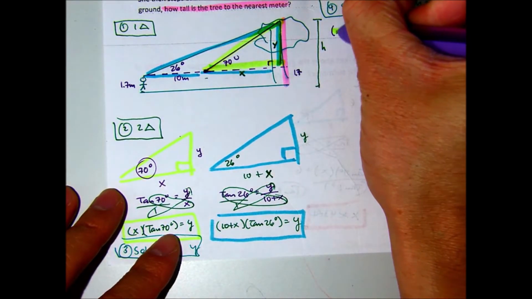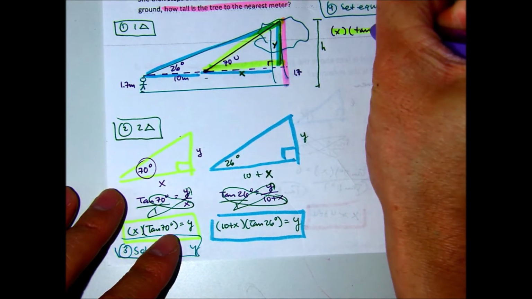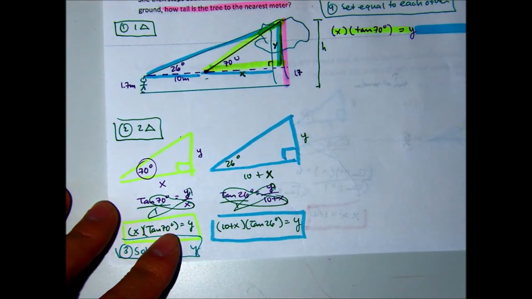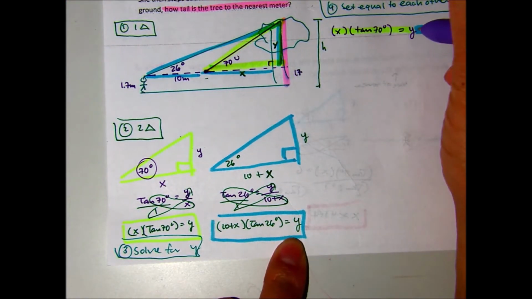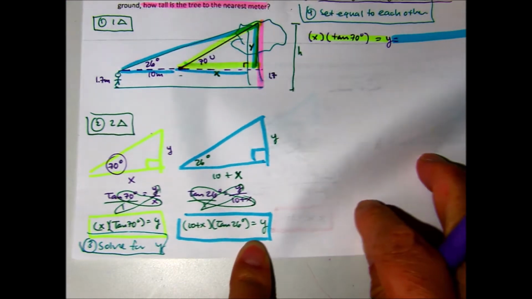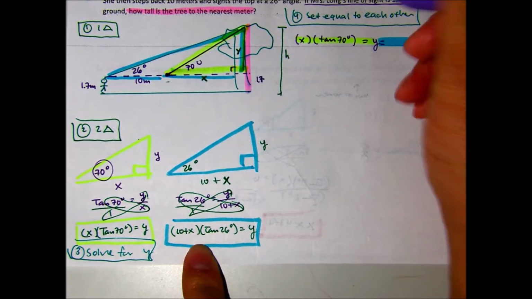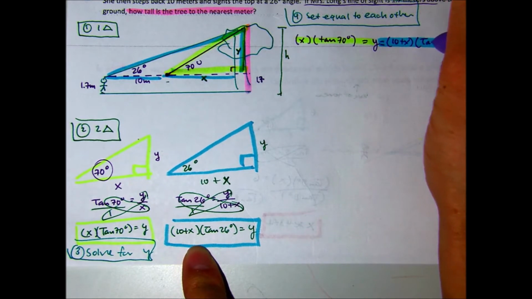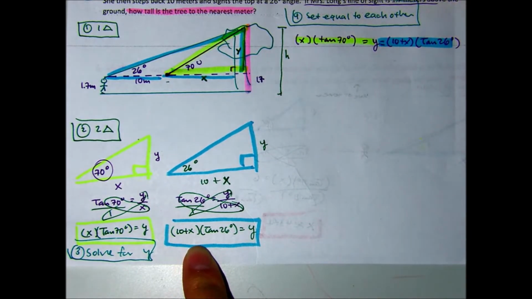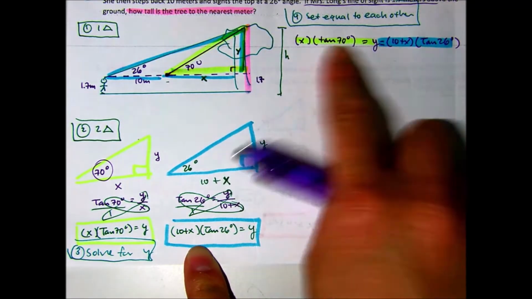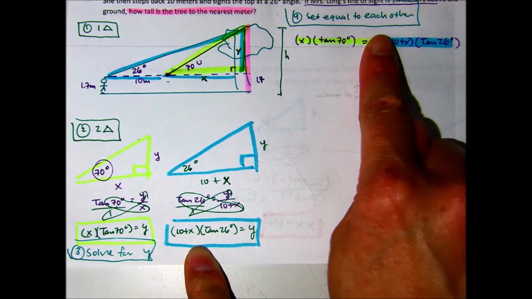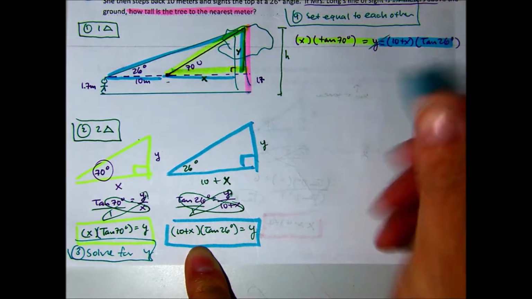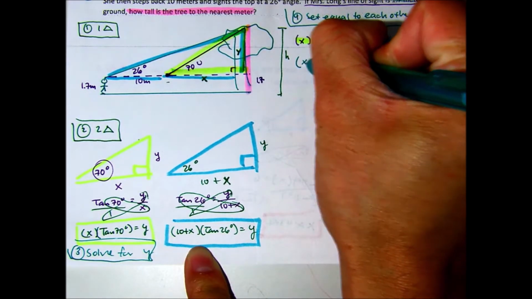X times tangent of 70 degrees equals y. And this one also says y equals 10 plus x times tangent of 26. Since they're both equal to y, you don't need that anymore. They're equal to each other. I'm going to keep this side the same.